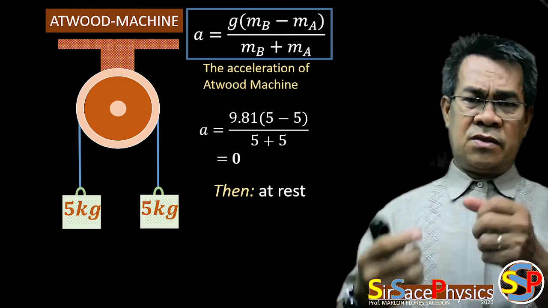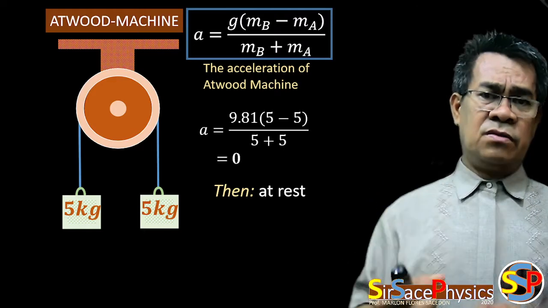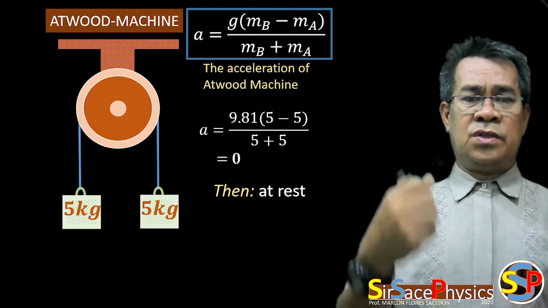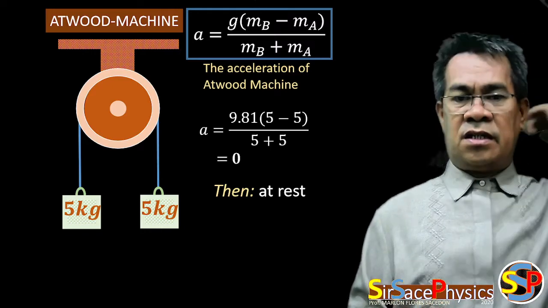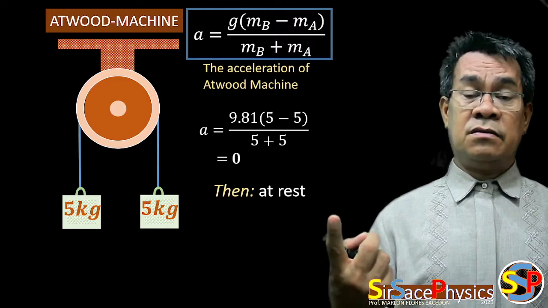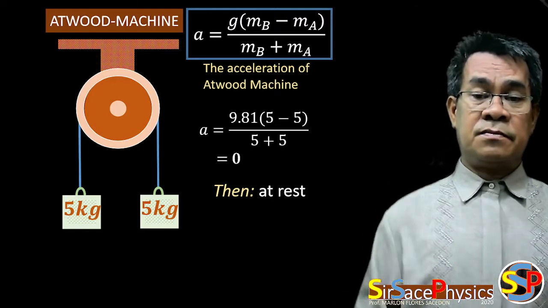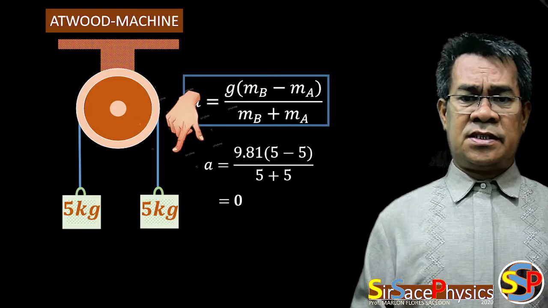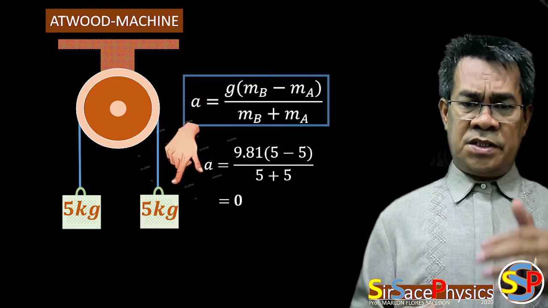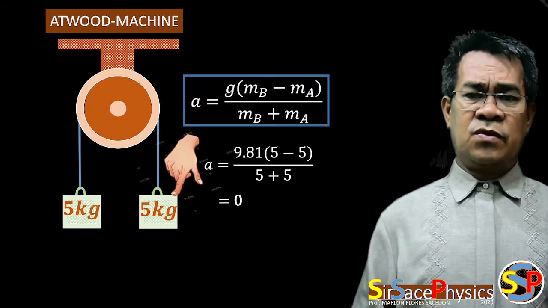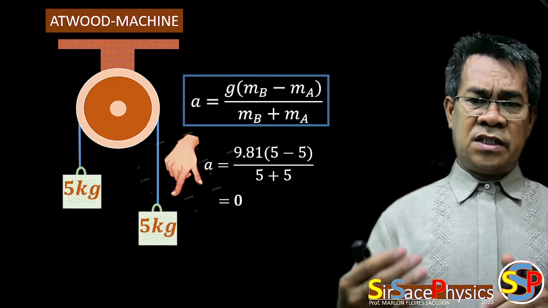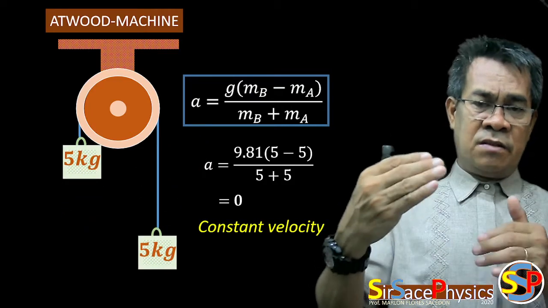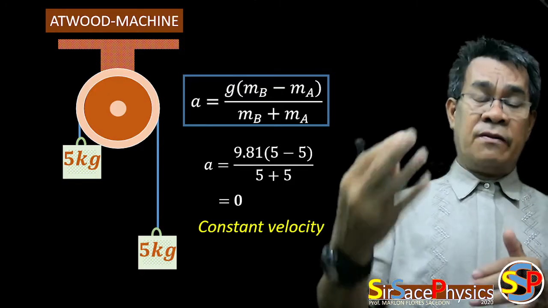That's why the Atwood is a good device, a good demonstration, to show the constant acceleration. It can be 0 or it can be non-zero. Now, if you exert a force on this, then the object will move with a constant speed. Now, it will rest at a certain point. Why? Because we ignore the friction.